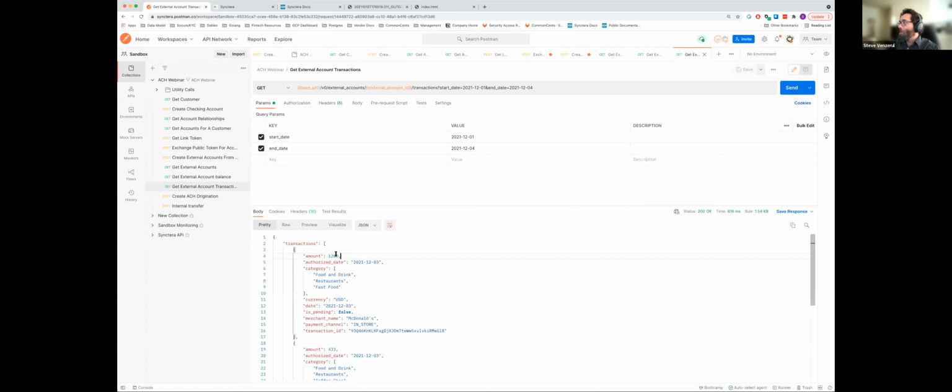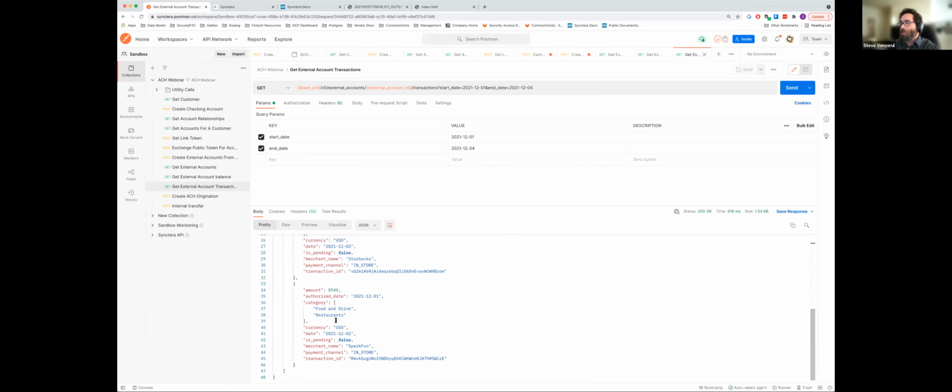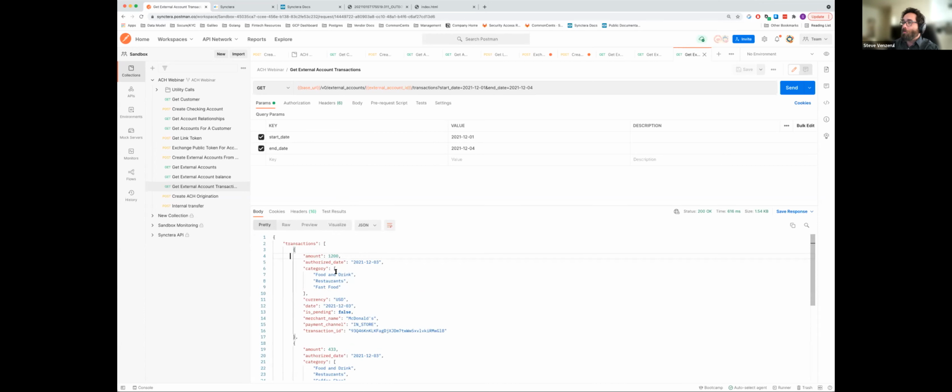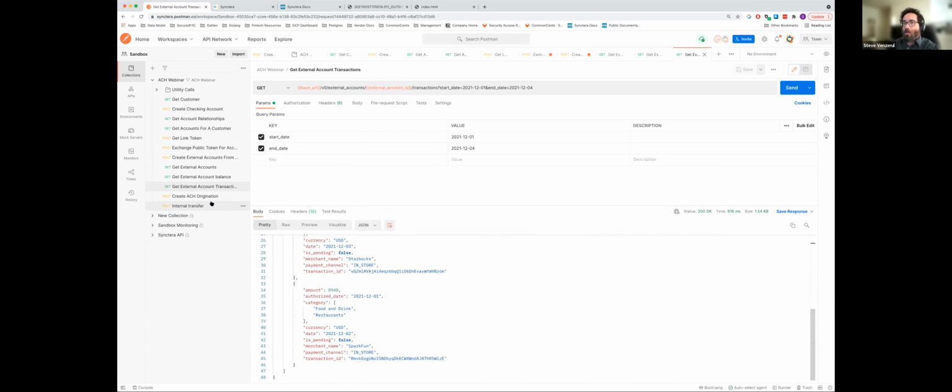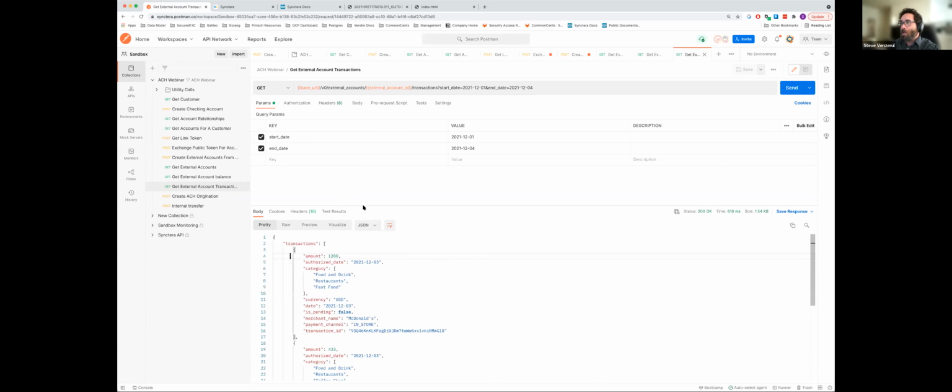And this is where you would be able to, for example, run flows like challenging a customer to ask them about a recent transaction, which is a very common bank verification flow. And we can see that we have some sample transactions from her external account. All of this, once again, available via our API.